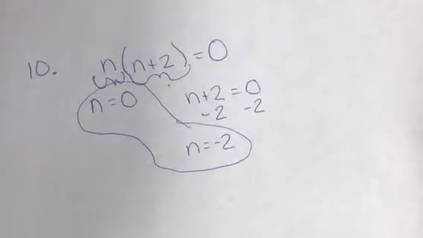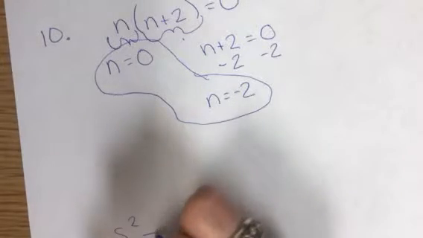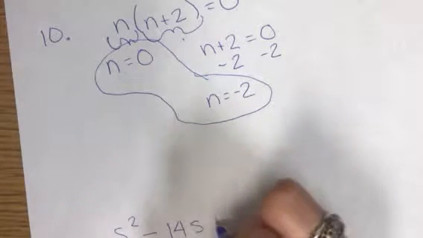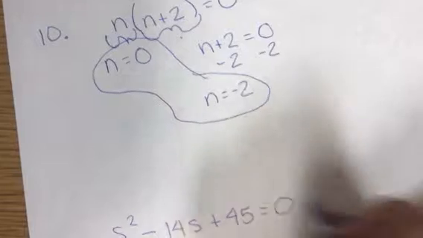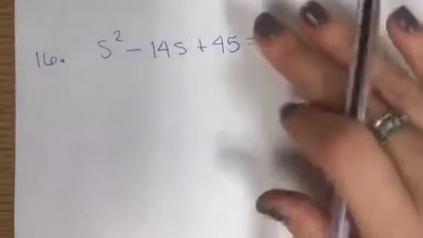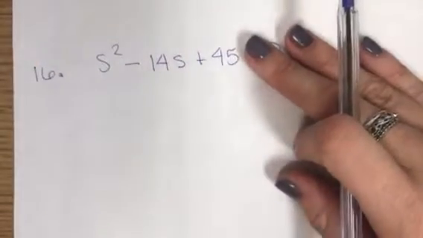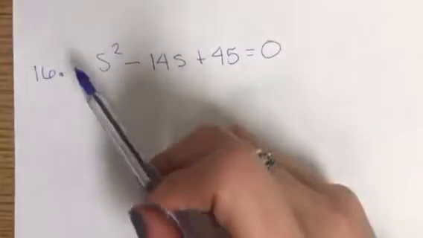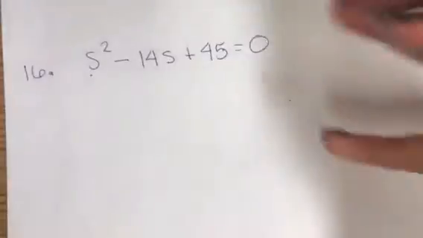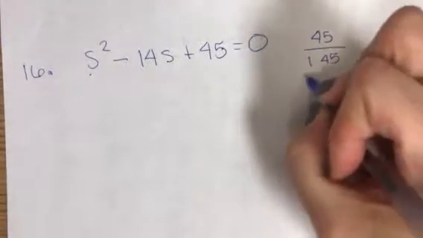If we take a look at number 16, okay, 16 says s squared minus 14s plus 45 equals 0. Okay, this one is also already set equal to 0, so that's good news for us. We're going to ignore that this equals 0, and we're just going to look at this polynomial and factor it. So we have a trinomial. So we can take a times c, 1 times 45 gives us 45, and we will start listing out our multiples.